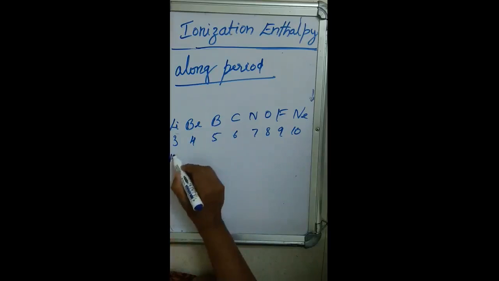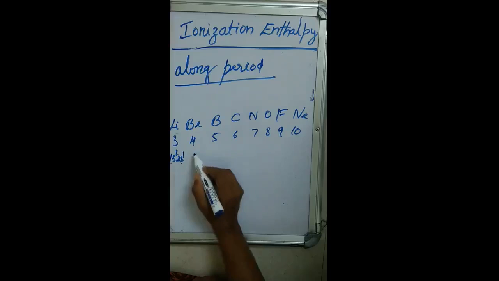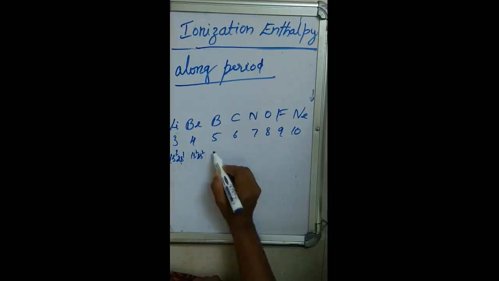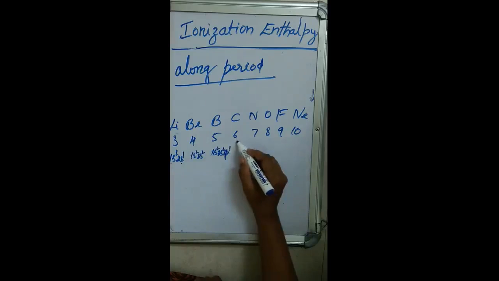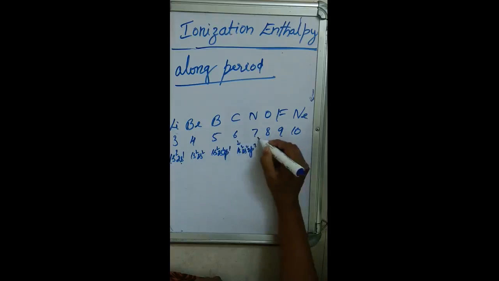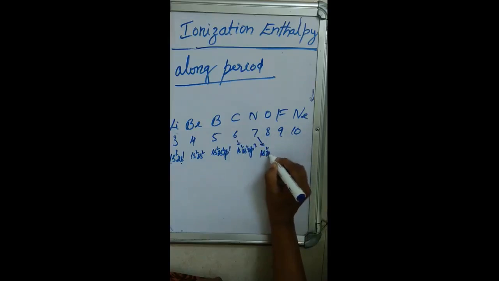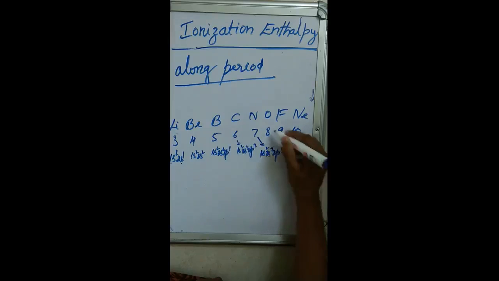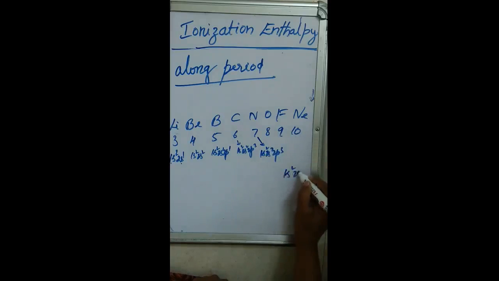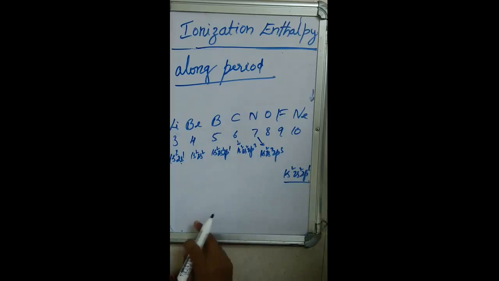Now the electron configuration. Lithium is 1s2, 2s1. Here 1s2, 2s2. This is 1s2, 2s2, 2p1. This is 1s2, 2s2, 2p2. For this 1s2, 2s2, 2p3. Like that it will go. So for neon, what is the electronic configuration? Neon is 1s2, 2s2, 2p6. This is the last electronic configuration in the second period.